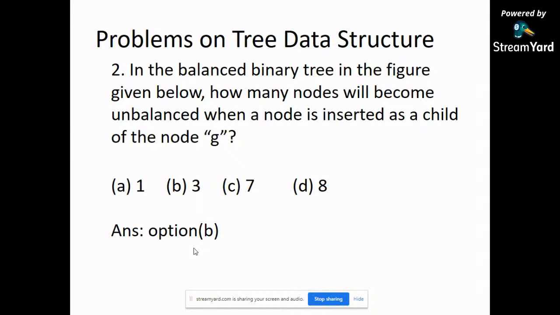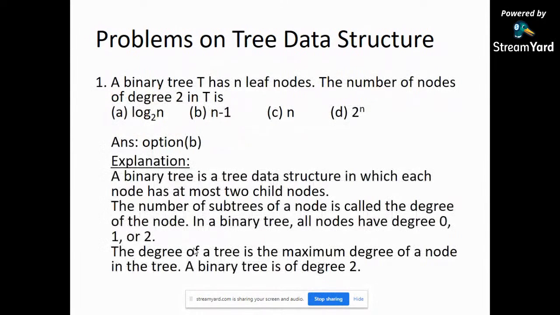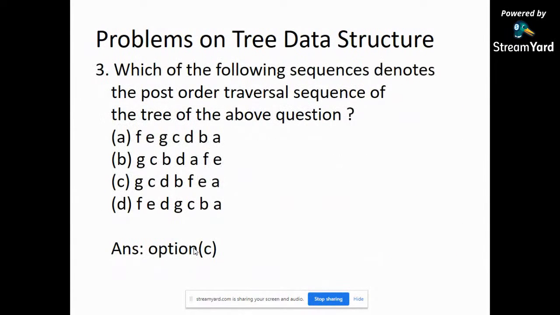In the balanced binary tree, how many nodes will become unbalanced when a node is inserted as a child of G? I'm sorry for this, there's no picture.